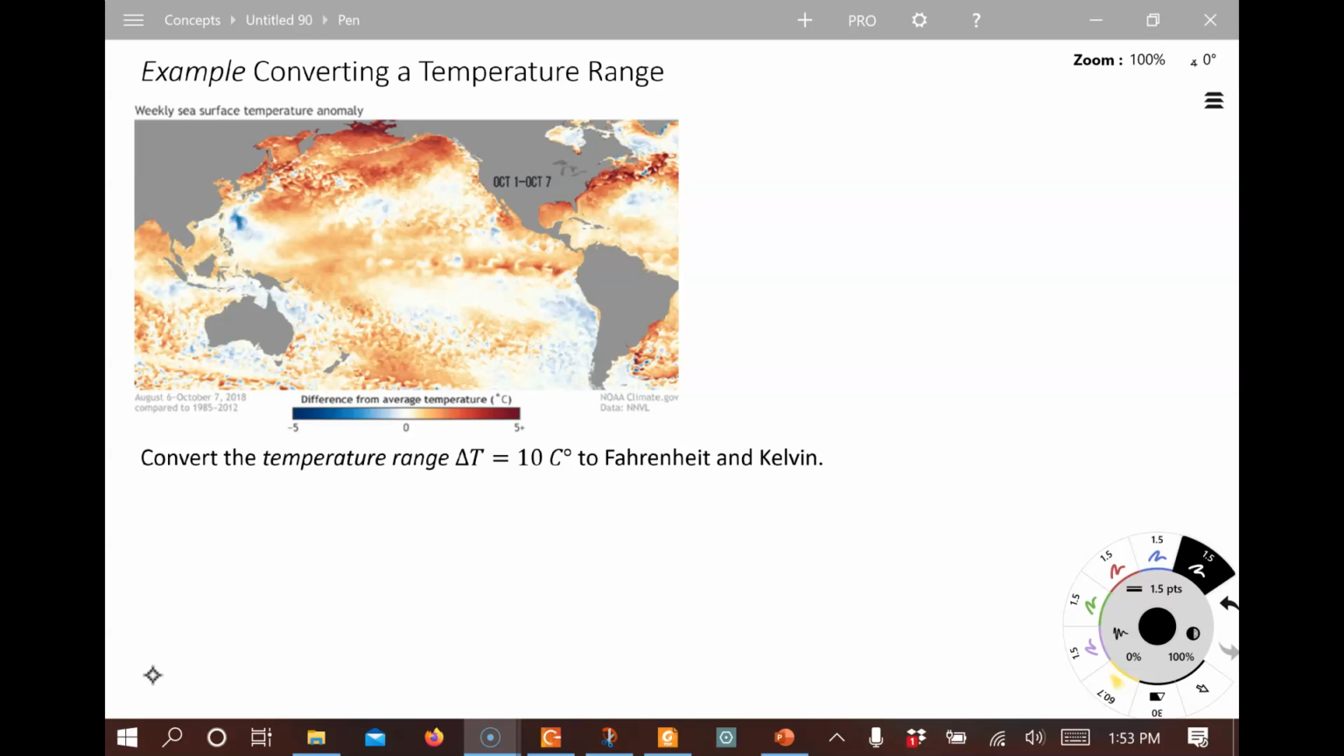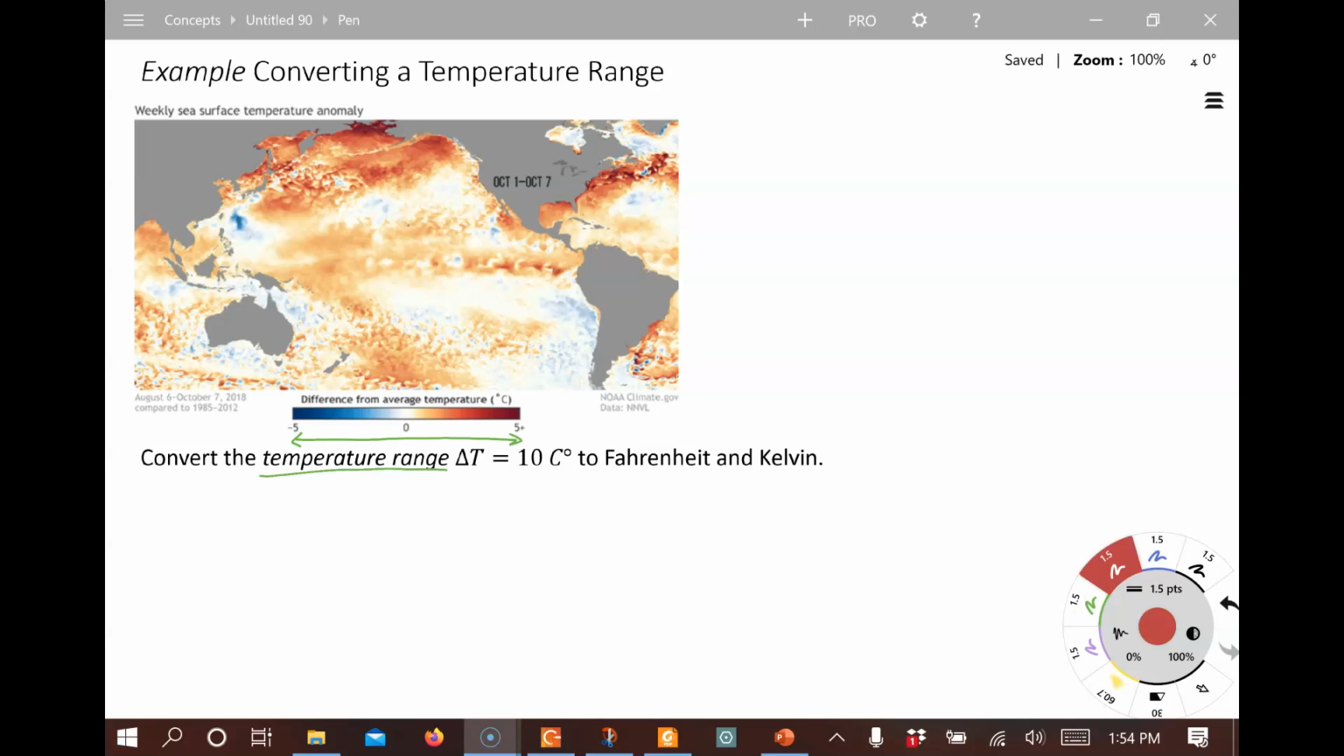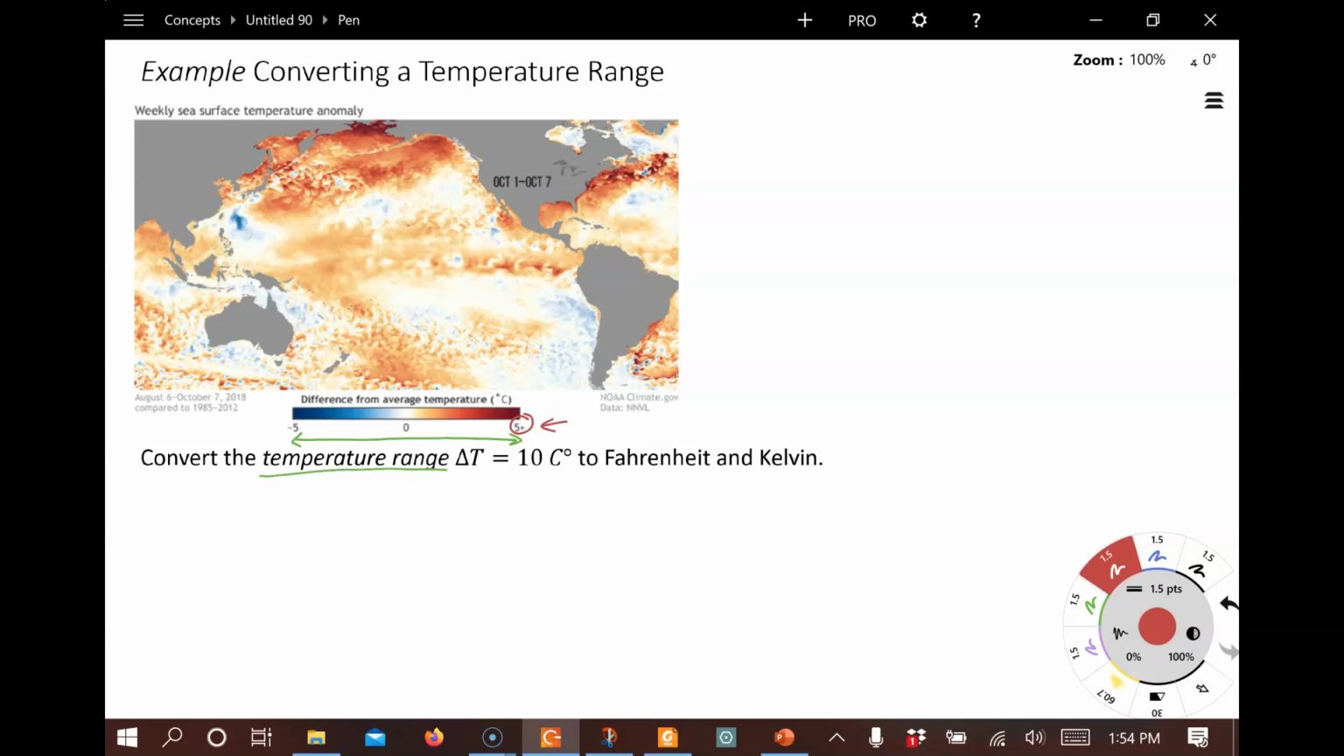So a couple of things I want to point out here. This is a temperature range. This is the range between -5 and +5 degrees Celsius, right? So we need to convert a temperature range. And a temperature range, of course, is distinct from a single point value of temperature, such as, say, 5 degrees Celsius or something like that, right?